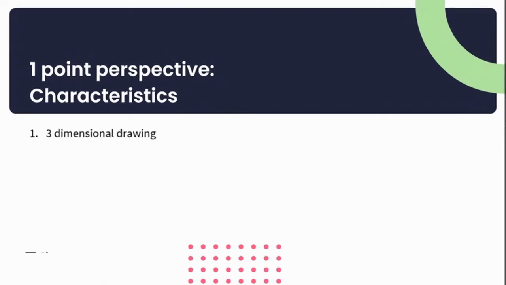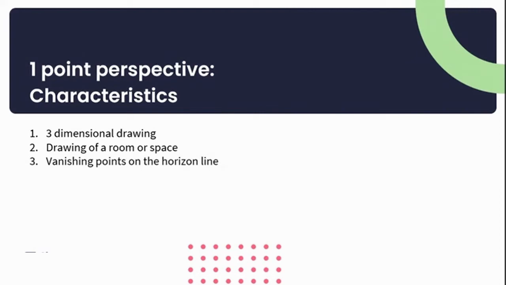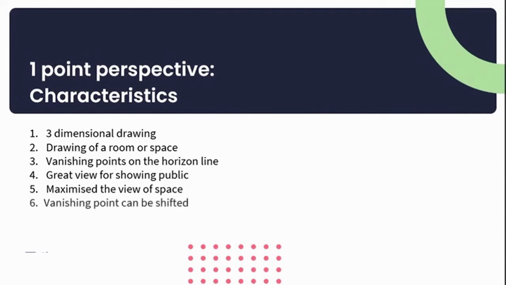They are three-dimensional drawings, or 3D drawings. They can be drawings of a room or a space. They have one vanishing point, and it sits on our horizon line. They are great drawings to depict views of public spaces. They are great drawings as they maximize the view of a space, so we get as much information out of that space and we're able to see as much of the view as possible. And the vanishing point in these drawings can be shifted along the horizon line.